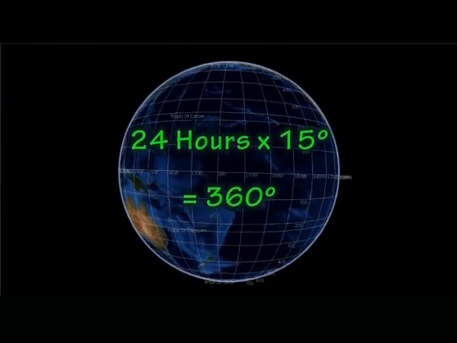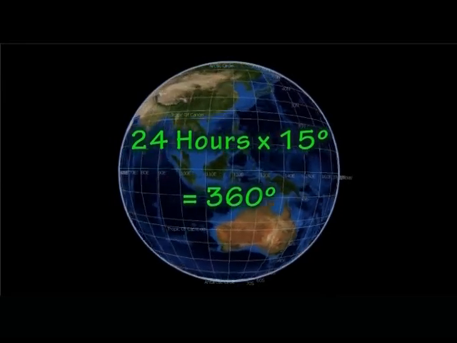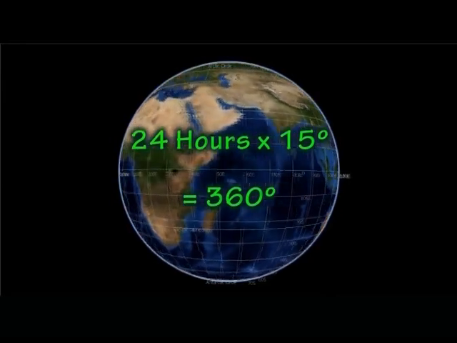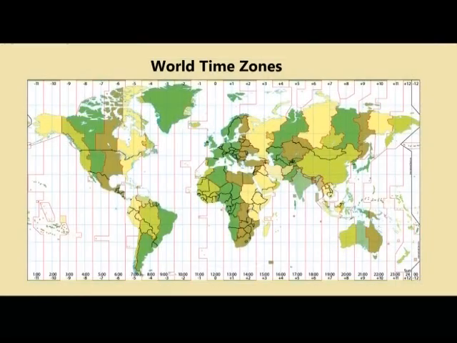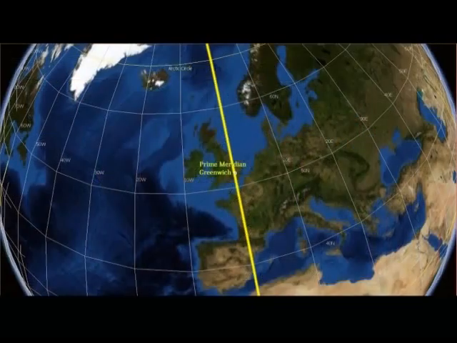Time zones are based on the fact that the Earth rotates 15 degrees each hour. Since there are 24 hours in a day, there are 24 time zones. Time zones are counted from the prime meridian, which is 0 degrees longitude. The local time on the prime meridian is called the Greenwich Mean Time, or GMT.